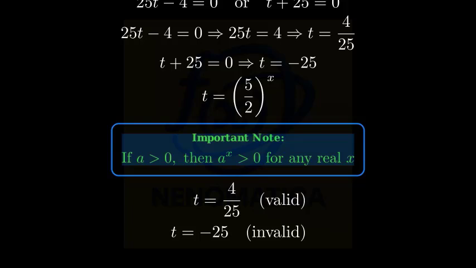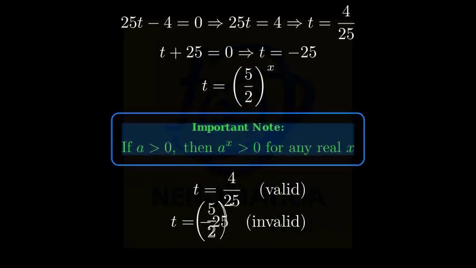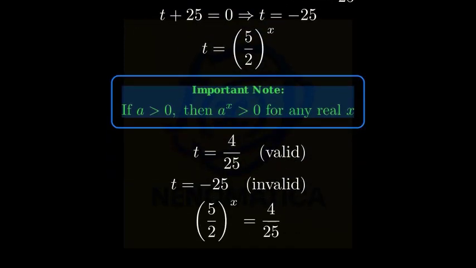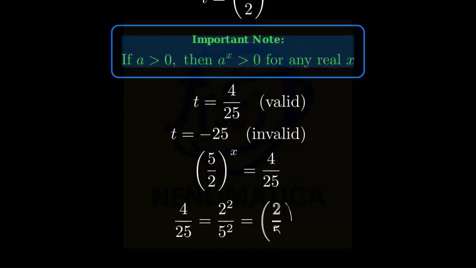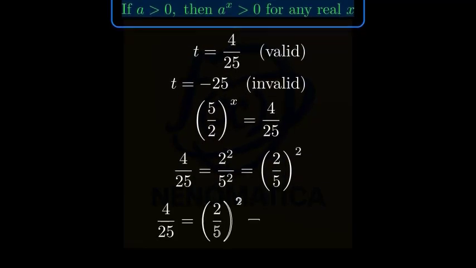Now we need to find the value of x that gives us t equals 4 over 25. We have t equals 5 over 2 to the power of x equals 4 over 25. Let's rewrite 4 over 25. 4 over 25 equals 2 squared over 5 squared, which equals 2 over 5 quantity squared. Alternatively, we can write 4 over 25 as 5 over 2 to the power of negative 2.